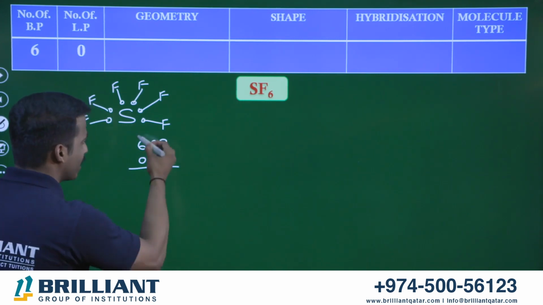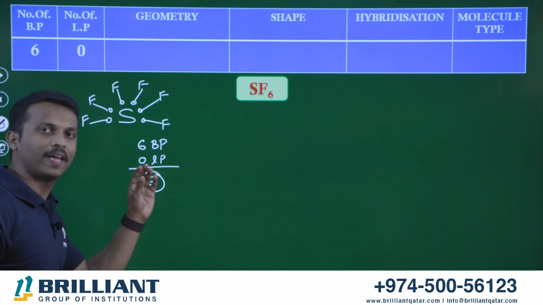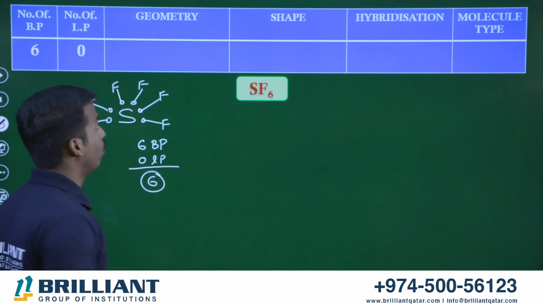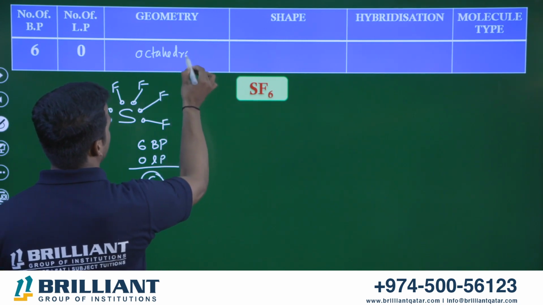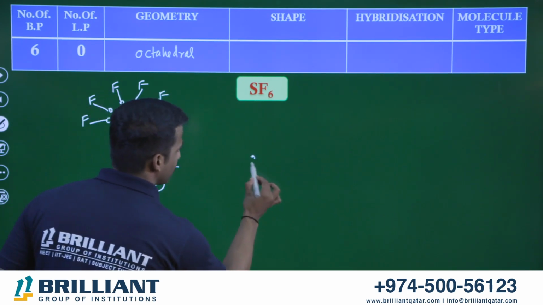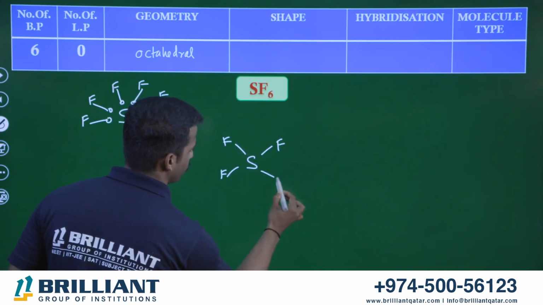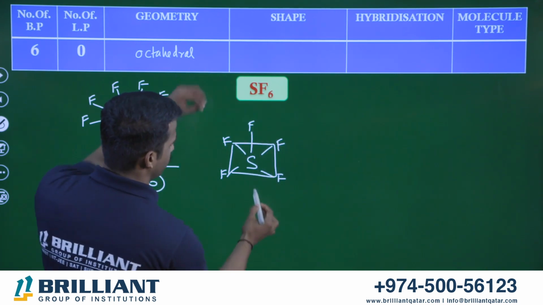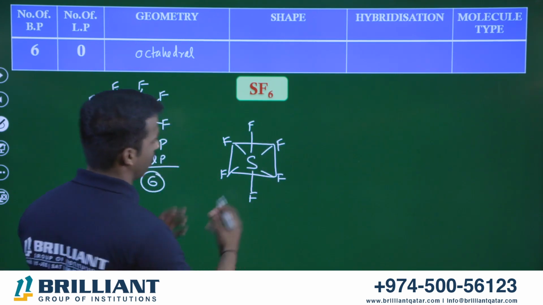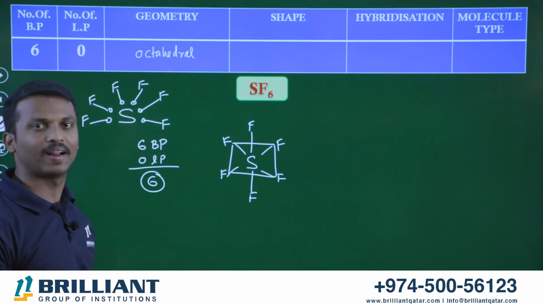Yes or no? Take the sum. 6 plus 0, 6. If the sum of bond pairs and lone pairs equals 6, what is the geometry we studied? Octahedral geometry or square bipyramidal. Let me draw. Sulfur, 1 fluorine, 2nd fluorine, 3rd fluorine, 4th fluorine. It's making a square. 1 fluorine above, 1 pyramid is ready. The other fluorine below, 1 pyramid. This is called square bipyramidal or octahedral geometry.